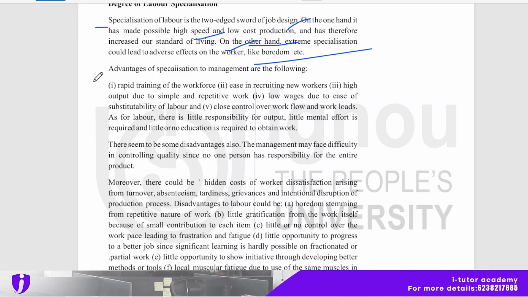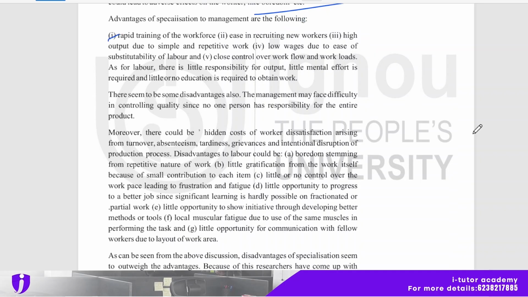And the advantages of specialization for management are the following: rapid training of the workforce, ease in recruiting new workers, high output due to simple and repetitive work, low wages due to ease of substitutability of labor, and close control over workflow and workloads. As for labor, there is little responsibility for output, little mental effort is required, and little or no education is required to obtain work. And there seem to be some disadvantages also.